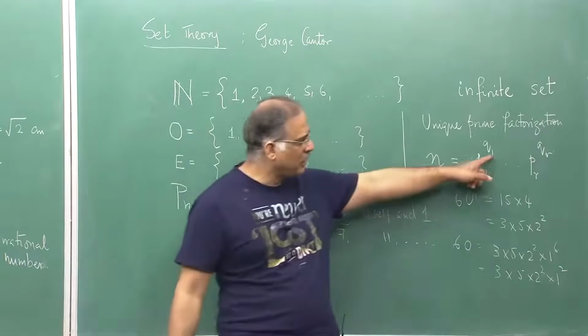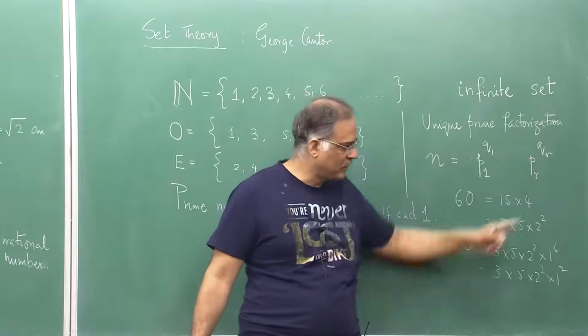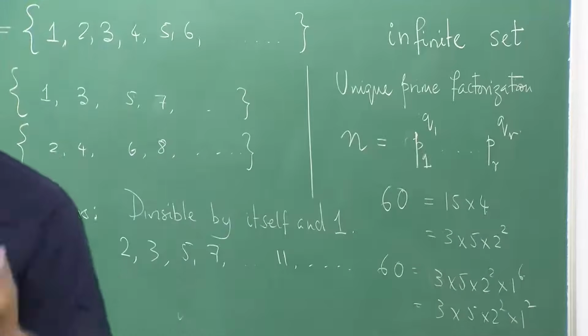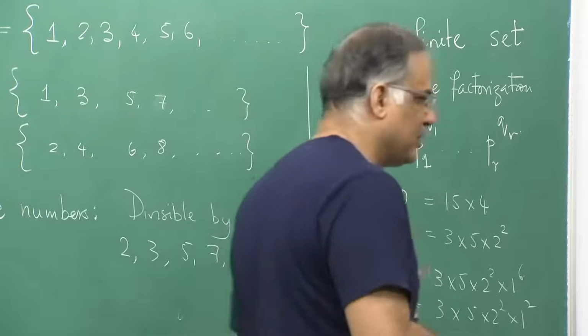Unique also means these powers are also unique. Every number has that. So, once you do take one as a prime number, this is what can happen. You do not have a unique prime factorization. That is the reason why 1 is not taken by convention to be a prime number. So, this is something important and has to be kept in mind.